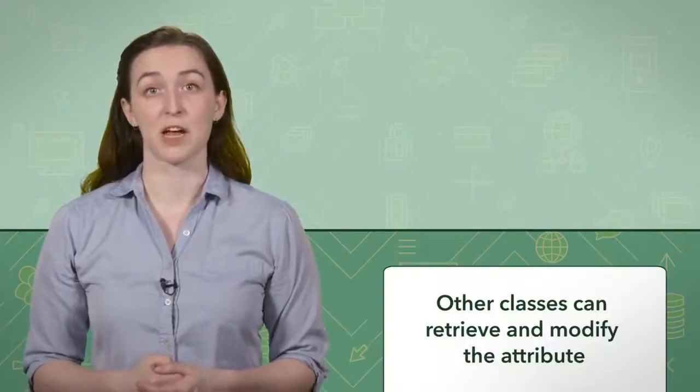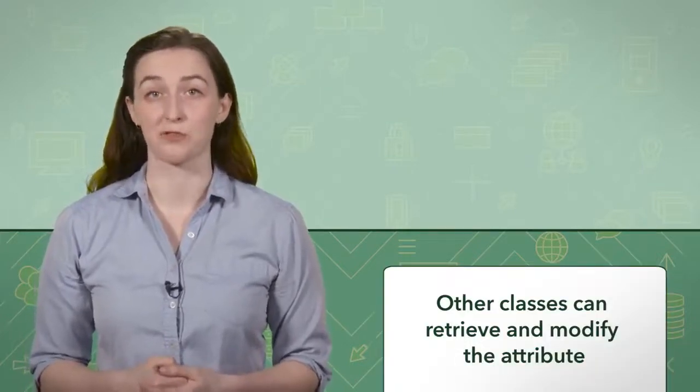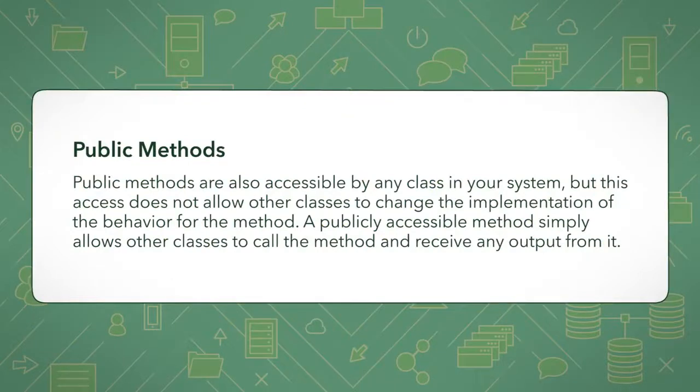Attributes with a public access modifier are accessible by any class in your system. This means that other classes can retrieve and modify the attribute. Public methods are also accessible by any class in your system, but this access does not allow other classes to change the implementation of the behavior for the method. A publicly accessible method simply allows other classes to call the method and receive any output from it.